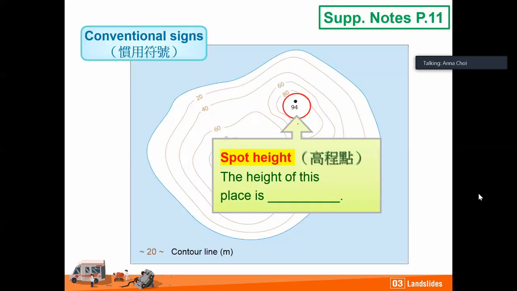And for the spot height, it is the same case, trying to tell you the exact height. That will be 94 meters, but this time without the triangular shape. So you can see just a black dot on top with the number.